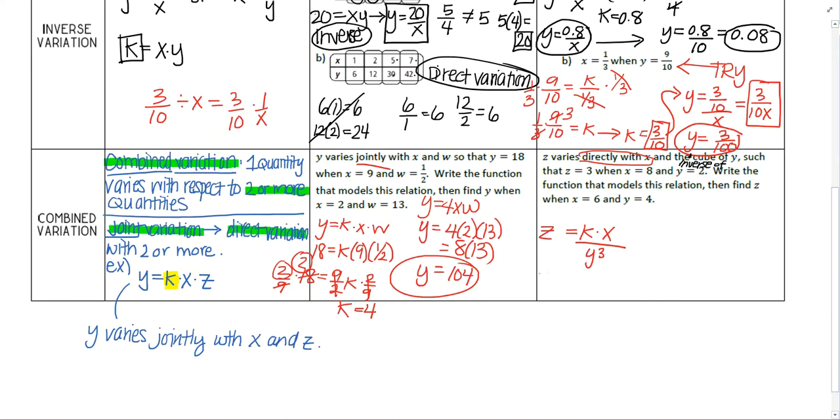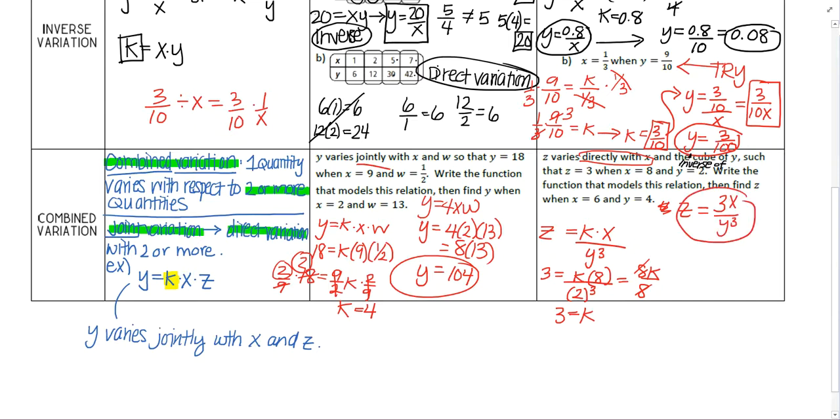So let's plug all those in. z is 3, k is unknown, x is 8, y is 2. So 2 cubed. This is going to be 8k over 8, which those 8's are going to cancel. So essentially we have just 3 is equal to k. Okay, so the function would be, oh, not y, z equals 3 times x over y cubed.